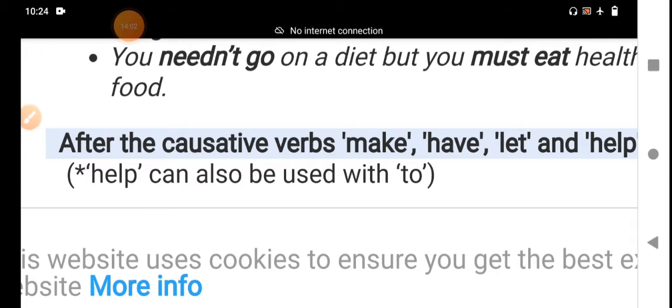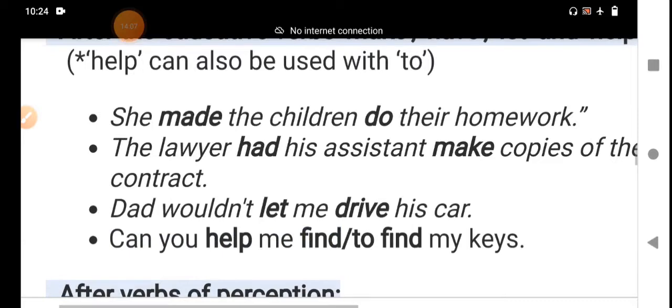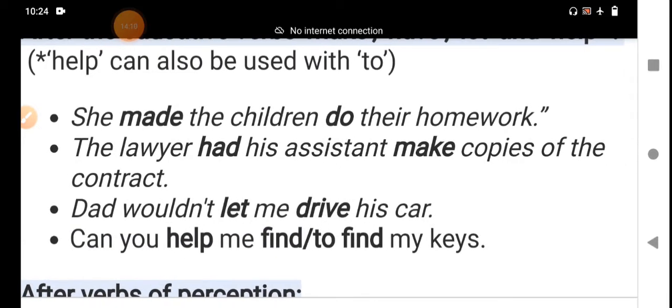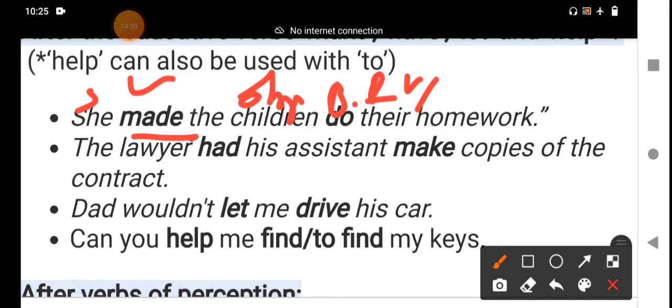They have written here, and you should understand the verb forms first of all: make, made, made. She made. This is the object of the sentence. Subject, verb, object. She made the children. After the object, the bare infinitive takes place. That is called V1. She made the children do their homework.